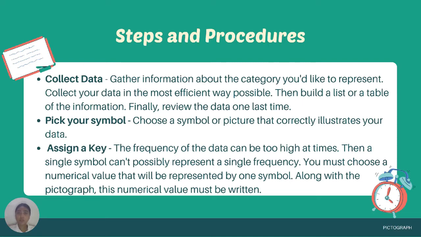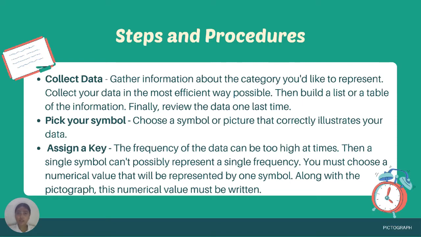Step 2 is to pick your symbol. Pick a symbol or a picture that actually represents your data. For example, if you're drawing a pictograph of different kinds of animals in a zoo, then a symbol of a fruit or vegetable would be highly confusing, right? So you must pick your symbol carefully.